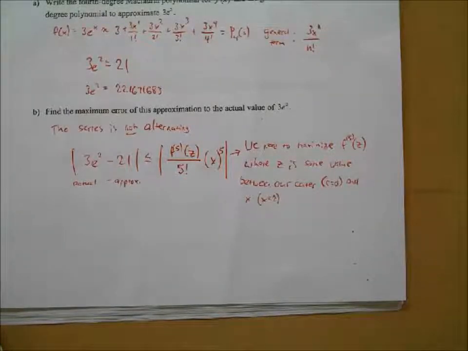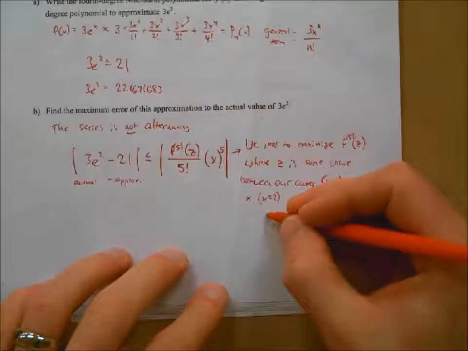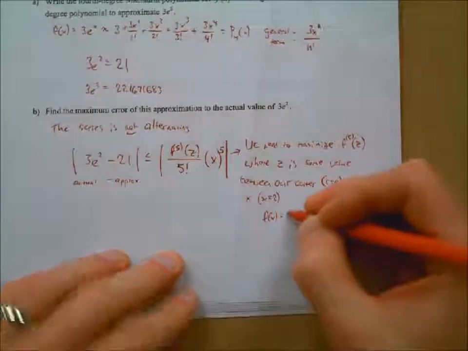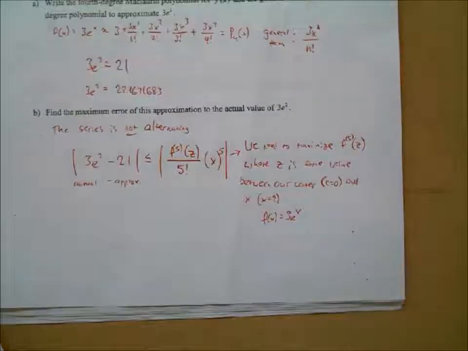But in the past, it was just the next term evaluated at x. In this case, because we're not alternating, we have to come up with this z value here. That's going to help us determine the maximum error in this case. And again, z is going to be between our c value of 0 and our x value of 2. Well, let's consider our function. The function itself is 3e to the x.